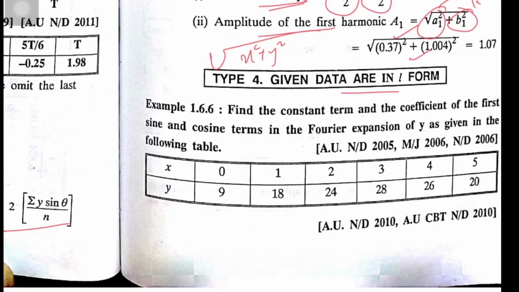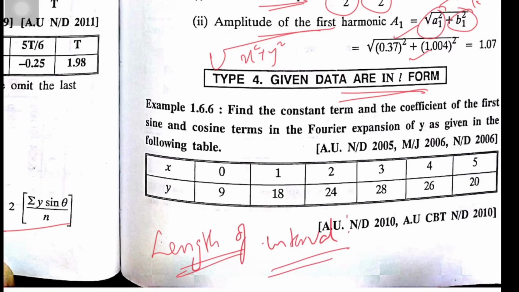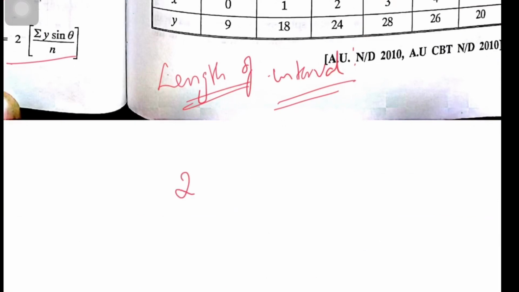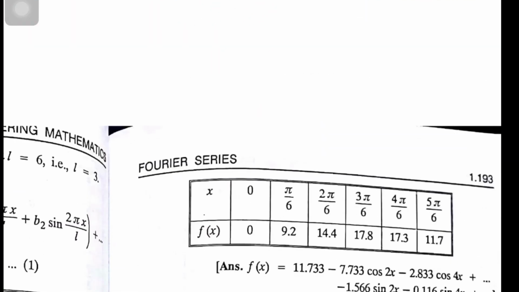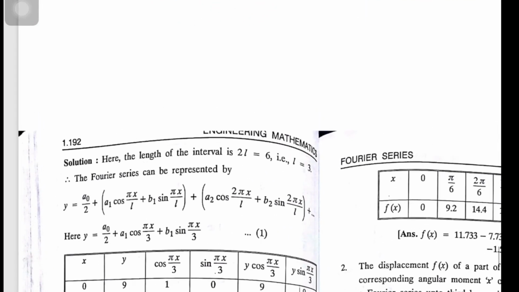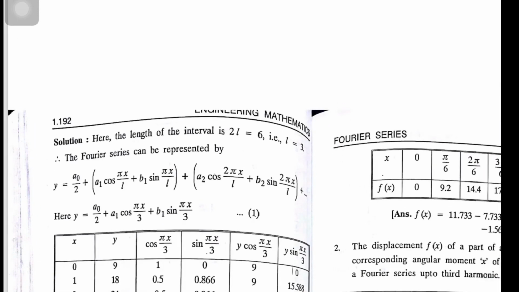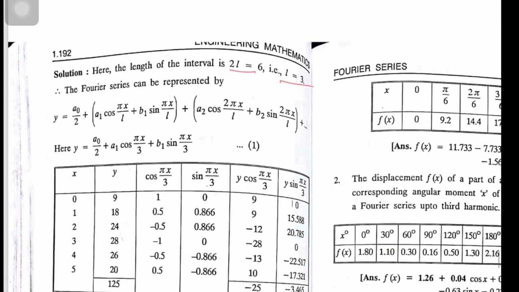So now our last type is given data in L form. L stands for length of the interval. So here the length of the interval is 1, 2, 3, 4, 5, 6. So 6. There is a standard formula for this: 2L is equal to 6, or L is equal to 3. There is a separate formula for this particular thing. So the same thing which I am doing here: 2L is equal to 6, L is equal to 3.